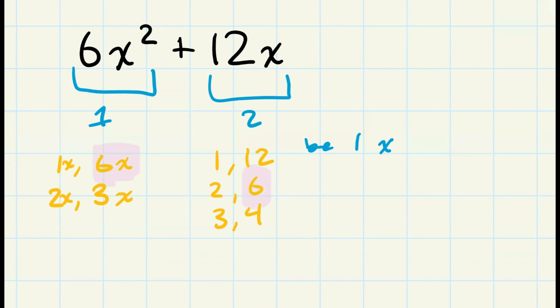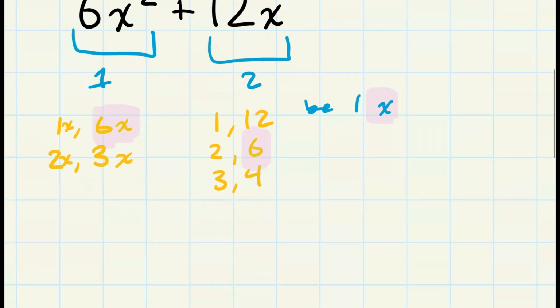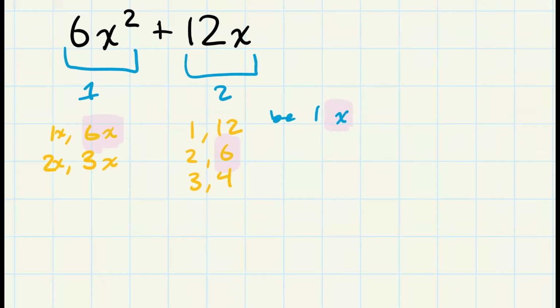So therefore, our greatest common factor is not only 6, but it's actually 6x, because we can take at least one x out of both of these terms. We can't take two x's, because this one only has one x. This has two. There's only one we can take out of this one. So what I'm going to do then is take 6x out of each term. So when I say that, I mean you're going to divide each term by 6x.